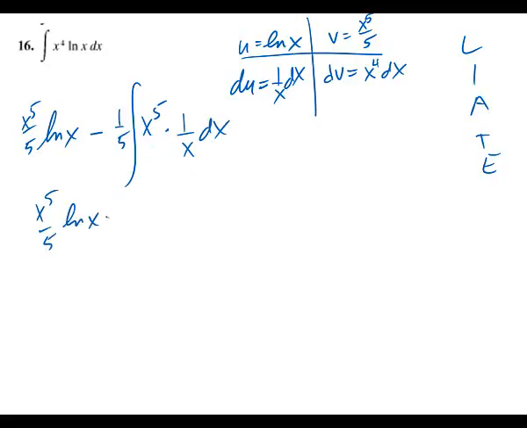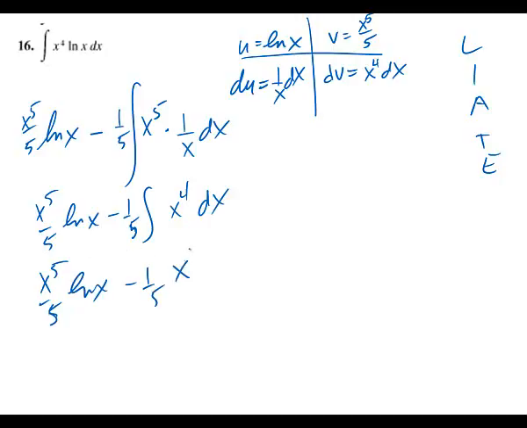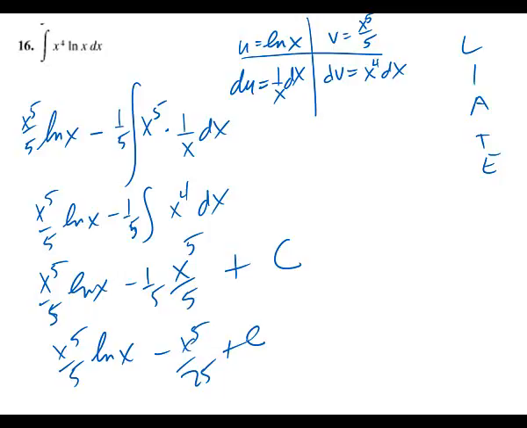What is this reduced to before I take that integral? X to the 4th. Good. X to the 5th over 5, natural log of x, minus 1/5 x to the what? 5th over 5 plus c. Probably the only thing I would do is make it 25 in the denominator. If that.